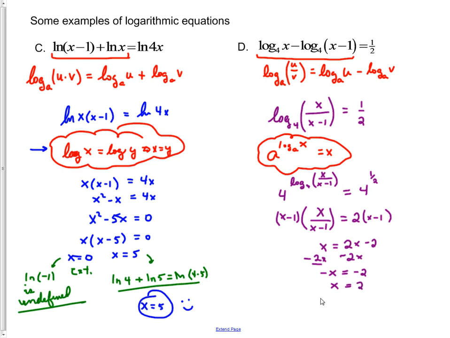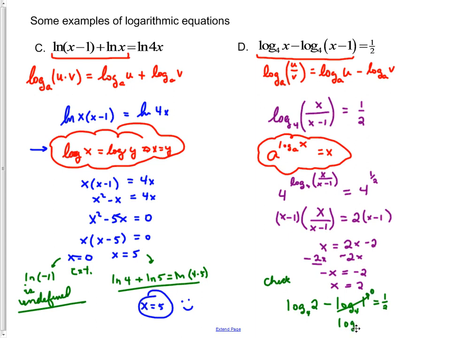Now, one last step that we should take is just to verify that this is going to work in our original equation. So we should substitute to check here as well. And I find that when I take my logarithm base 4 of 2 and subtract from it the logarithm base 4 of 2 minus 1, well, that's 1, I should get 1 half. Well, yeah, that's true, right? Because this logarithm base 4 of 1, that's 0.